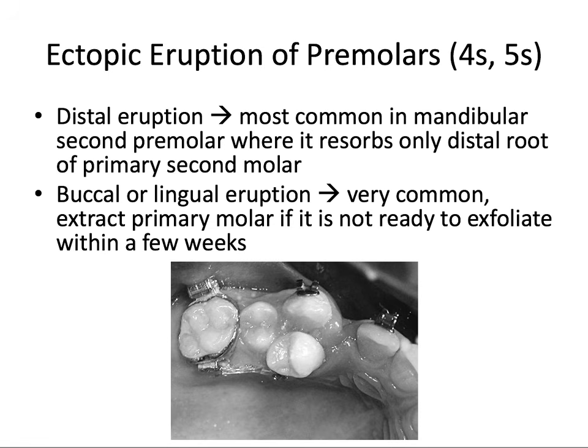All right, we'll move to ectopic eruption of premolars. So both 4s and 5s we're talking about here. We can have distal eruption of those premolars, most common in the mandibular second premolar, where it resorbs only the distal root of the primary second molar. And so that primary second molar hangs on by dear life by that mesial root, and the second premolar gets knocked off course. Or we can have buccal or lingual eruption, which is very common.